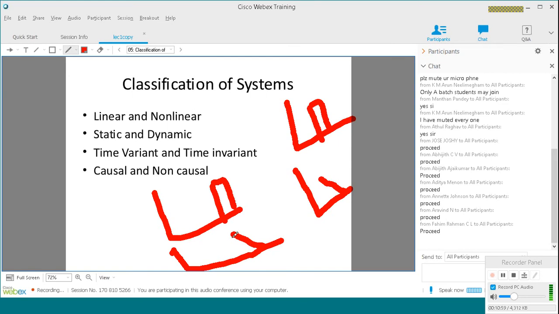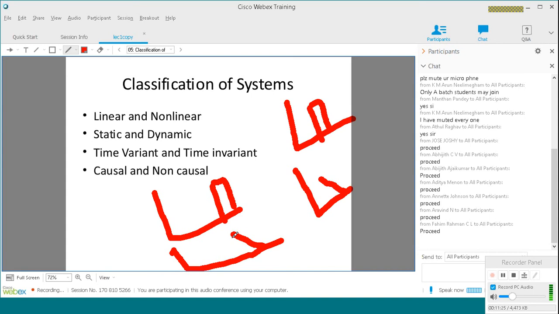So, an example of a time invariant system is once again your RL network. An example of a time variant system is a rocket carrying fuel, because the mass of the rocket will change as the fuel gets exhausted. So, it is an example of a time variant system.